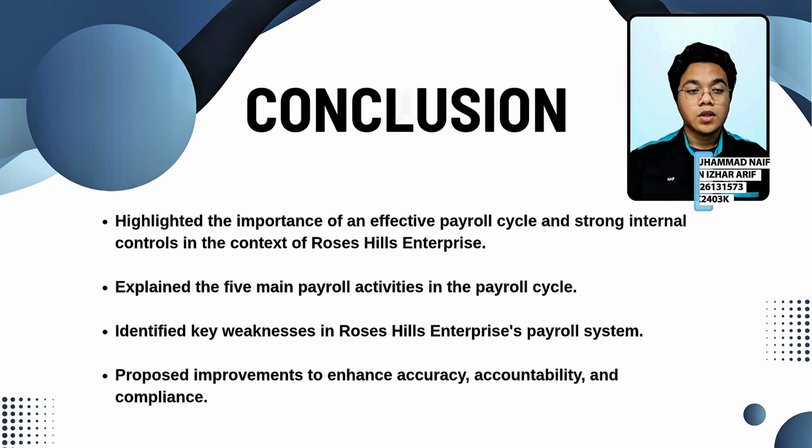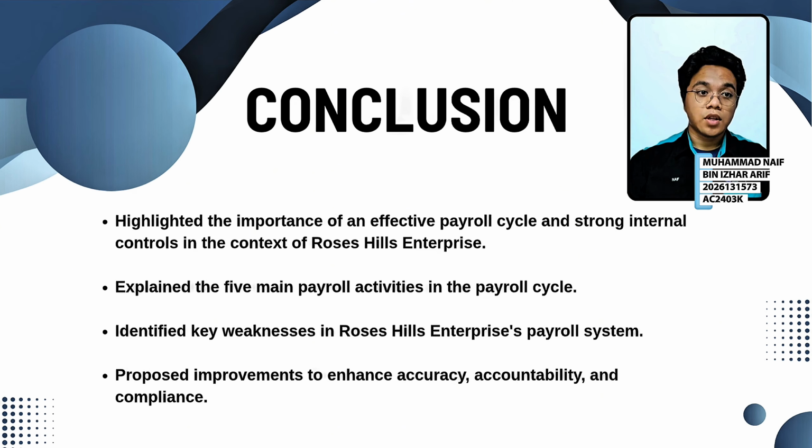In conclusion, this case has shown us the importance of having an effective payroll cycle and strong internal controls in an organization. We have discussed the 5 main payroll activities, identified several weaknesses in Roses Hill Enterprise's current payroll system, and suggested appropriate control procedures to reduce errors and fraud. By implementing these improvements, the company can ensure more accurate payroll processing, better accountability, and greater compliance with statutory requirements.